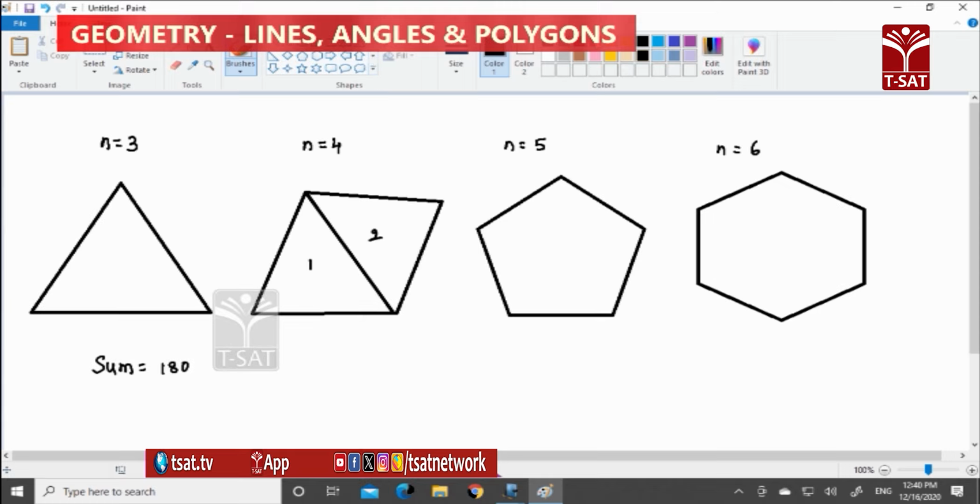Now if you observe carefully, the sum of the interior angles of these triangles is going to be the sum of interior angles of this quadrilateral. Therefore, there are two triangles, each triangle's sum of interior angles is 180, therefore 2 into 180 is equal to 360.